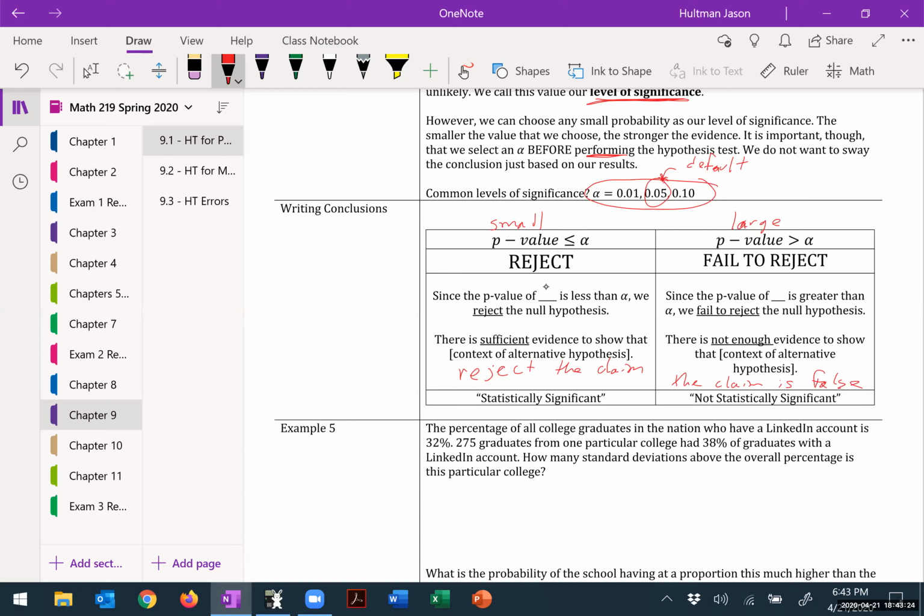He could possibly make 85% of his free throws if we have a large p-value. If we have a small p-value, we're going to call BS on his claim and say no, your free throw shooting average, or proportion, is not what you're saying it is, and we have evidence to support that.